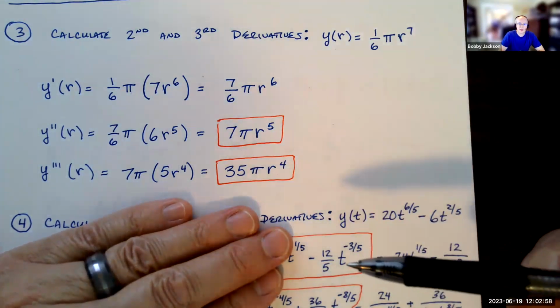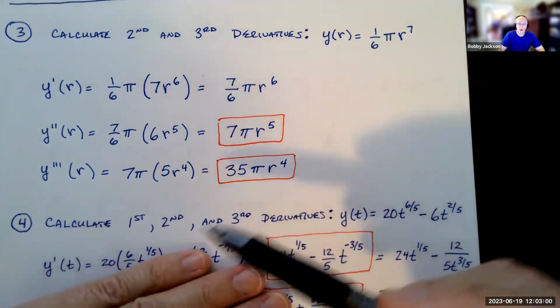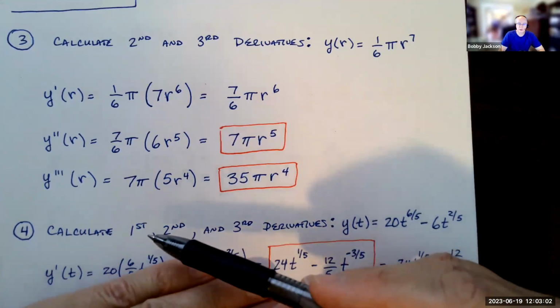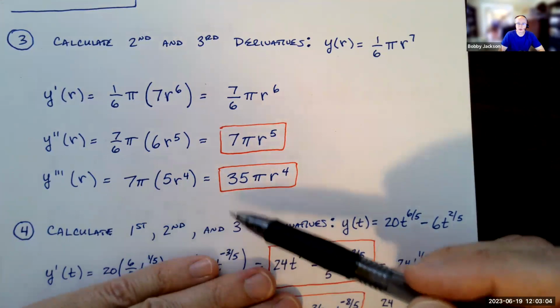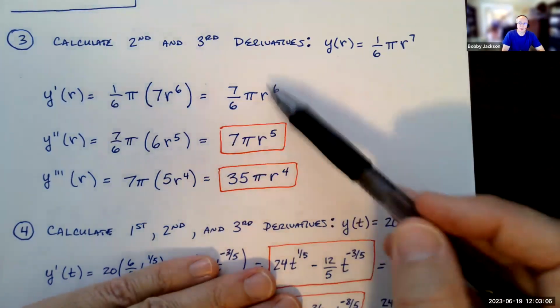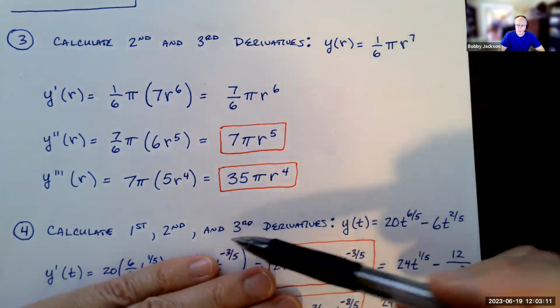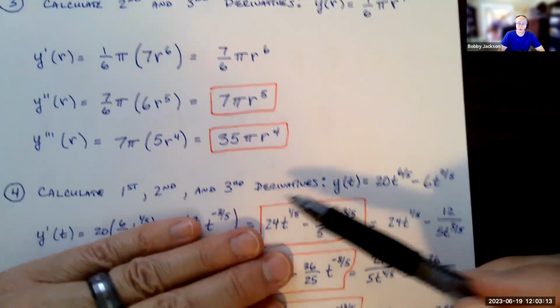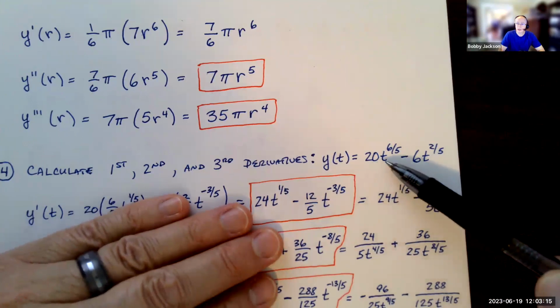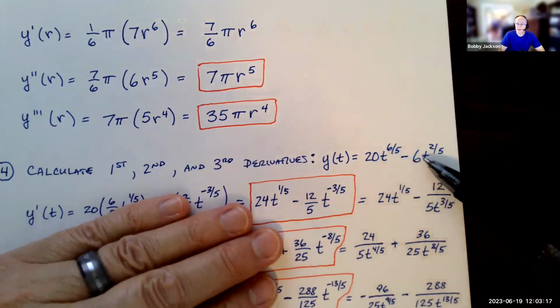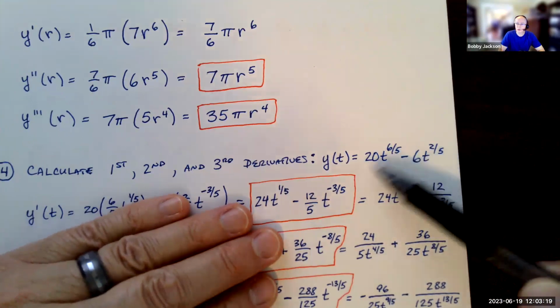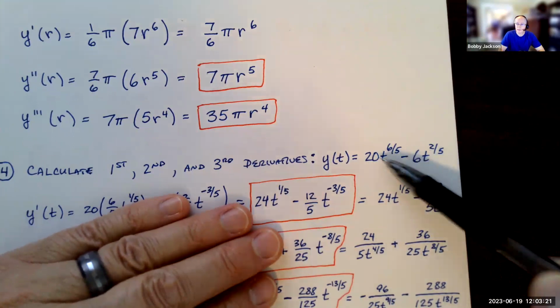Now 4 and 5 are similar in terms of wanting to find this. Number 4 says calculate actually the first, second, and third. So we did calculate the first up here, but they didn't want that as one of the answers. So this time we're going to find the first, second, and third derivatives of this function, 20t to the 6/5 power minus 6t to the 2/5 power. So this is in the form that we can use the power rule.